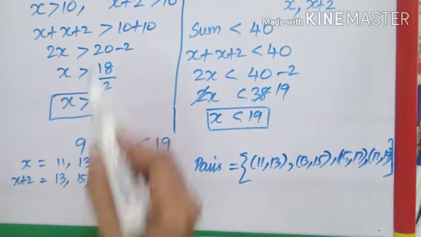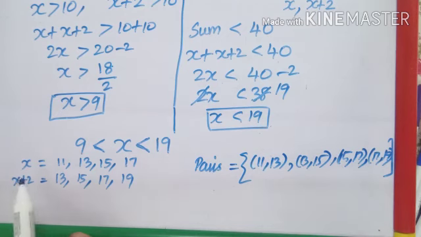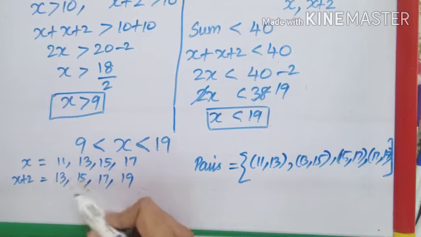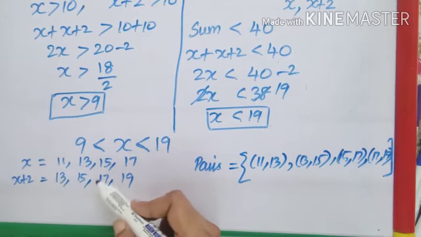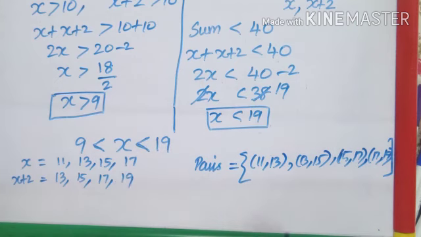So we need to give the pairs. Two consecutive odd numbers. x is 11, 13, 15, 17 implies x plus 2 is 13, 15, 17, 19. So give it as a pair. 11 and 13, 13 and 15, 15 and 17, 17 and 19. That corresponds to the answer.